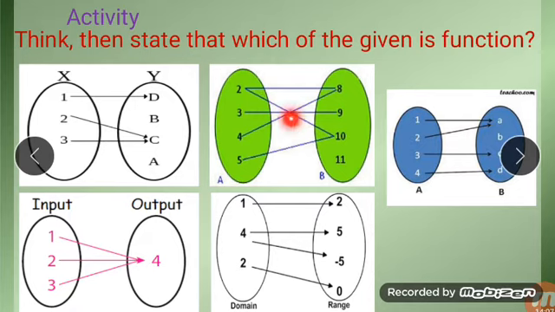But this cannot be a function because 2 has two images. In addition, this can be a function because all the elements of set A have an image in set B and no element is left out. This is also a function because all the elements have an image in the second set and no element is left out. But this cannot be a function because the element 4 has two images in set B.